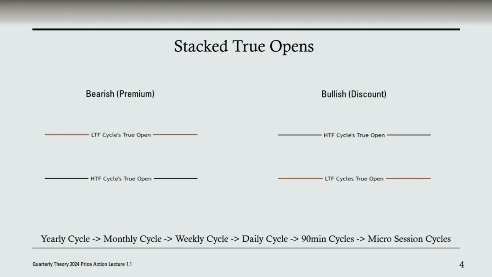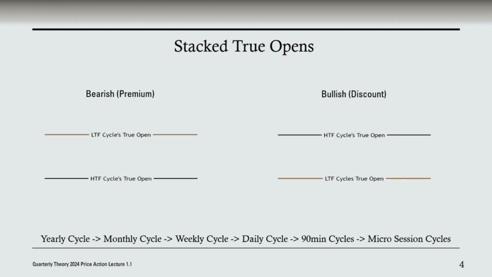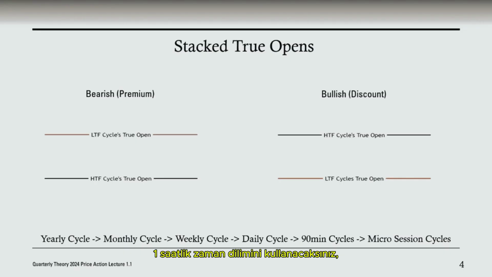Right? If you're just looking at one true open, you're doing it wrong. You need two true opens. And at the bottom of this slide, I've put the hierarchy of cycles for you guys, from the larger down to the smaller cycles, right? So, for example, if you're looking at a daily cycle, you want to trade the daily cycle, right? Which you're going to use the 1 hour time frame to trade. No, my bad, the 15-minute time frame to trade.